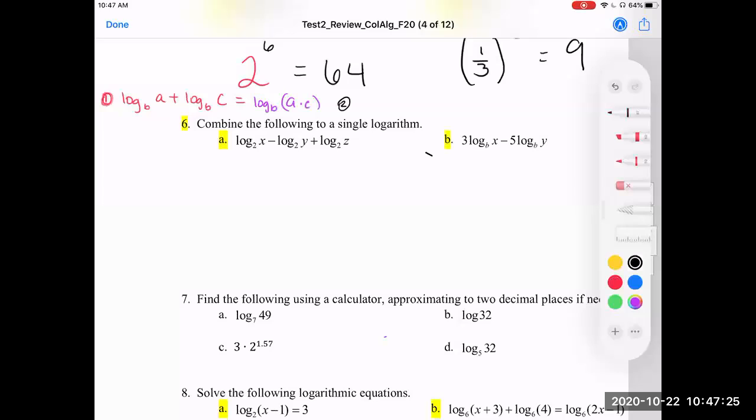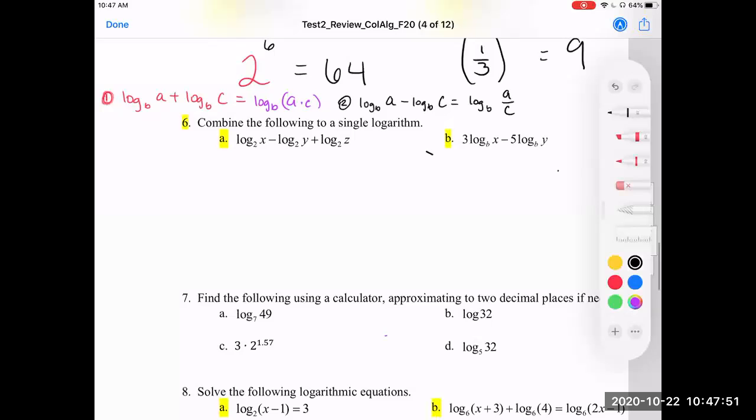Our second rule is similar but with subtraction. So if I have log base b of a minus log base b of c, I can write it with 1 log if they have the same log base. But instead of subtracting it with 2 logs, I can write it as division with 1 log. Division with the first divided by the second. So a divided by c.